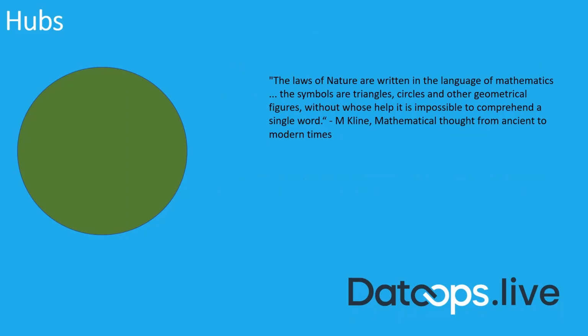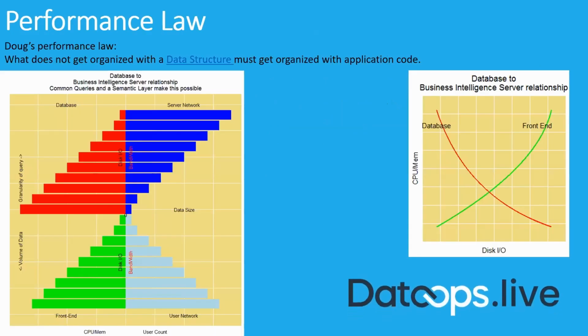One of my favorite quotes: laws of nature are written in the language of mathematics. The symbols are triangles, circles, and other geometrical figures, without whose help it is impossible to comprehend a single word.